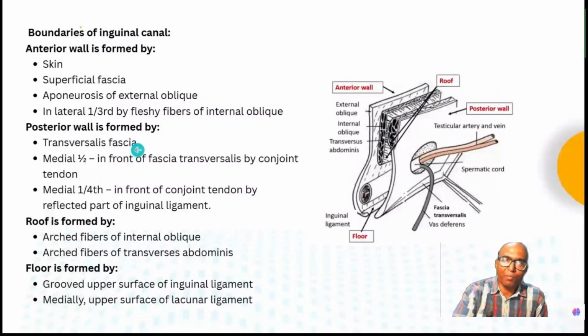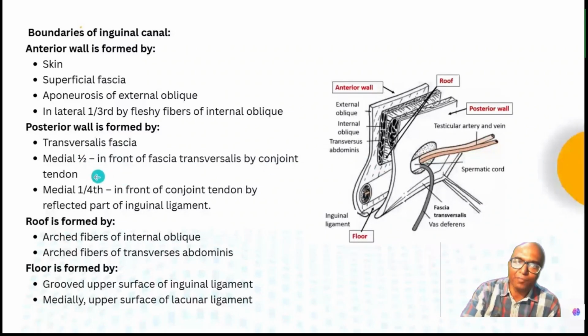The posterior wall is formed by the fascia transversalis. In the medial half, in front of the fascia transversalis, by the conjoint tendon, and in the medial one-fourth, in front of the conjoint tendon, by the reflected part of the inguinal ligament. This inguinal ligament has certain extensions, and one of the extensions is the reflected part of the inguinal ligament. So that is forming the posterior wall.